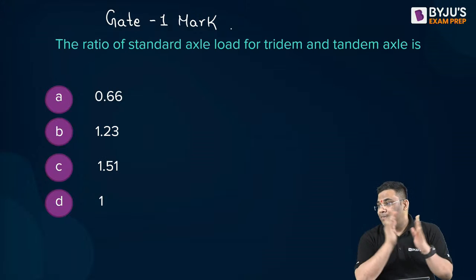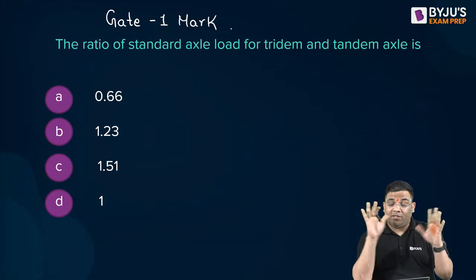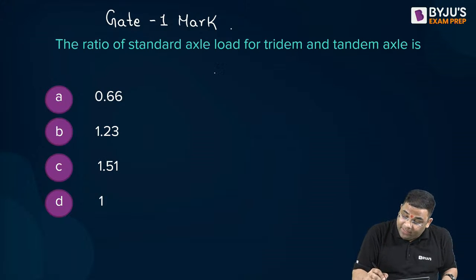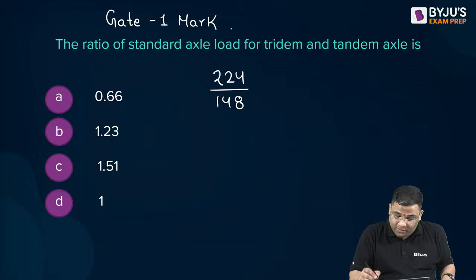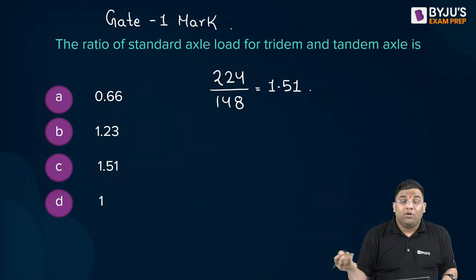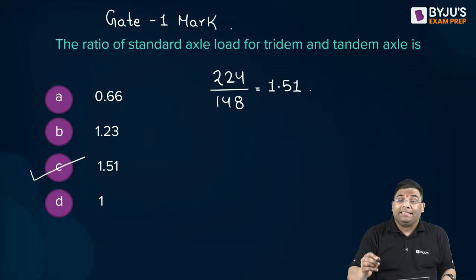So you have studied the vehicle damage factor. Now we are just solving some questions. You see, tridem is 224 and tandem is 148. You're getting 1.51. So the answer is C. See, tridem by tandem.